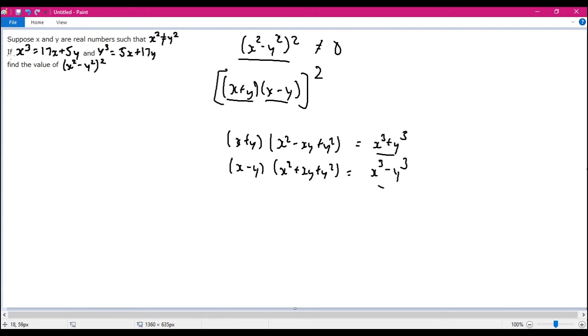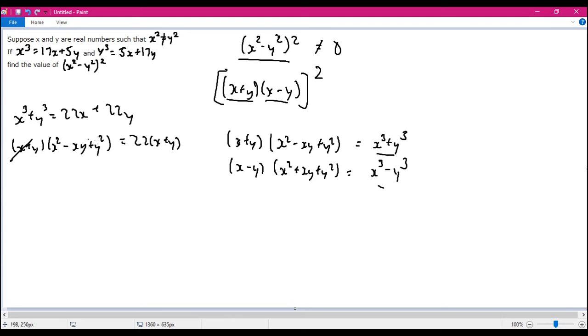So let's try that. We have the sum: 17x plus 5x, that's 22x. 5y plus 17y, that's 22y. And I'm going to go ahead and factor this with the sum of cubes formula. I see they're both 22, so let's just factor both of these as well. And we see that the x plus y's cancel out. That's not what we were looking for. We kind of wanted x plus y and x minus y.